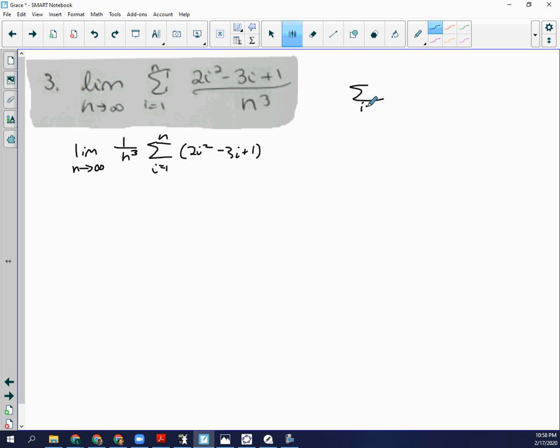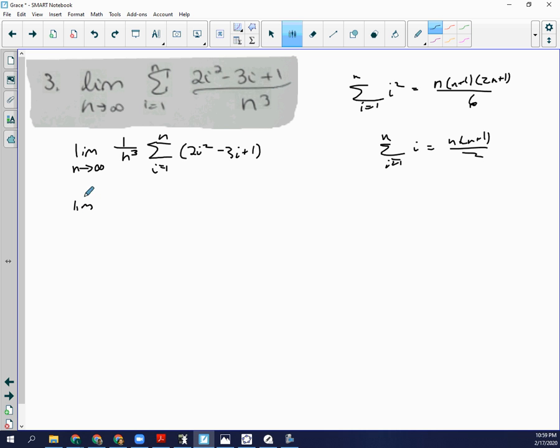From those formulas your teacher gave you, the sum from i equals 1, not to infinity, good grief, to n of i squared is n times n plus 1 times 2n plus 1 over 6. And the sum i equals 1 to n of i is n times n plus 1 over 2. So we're going to substitute those in right here.